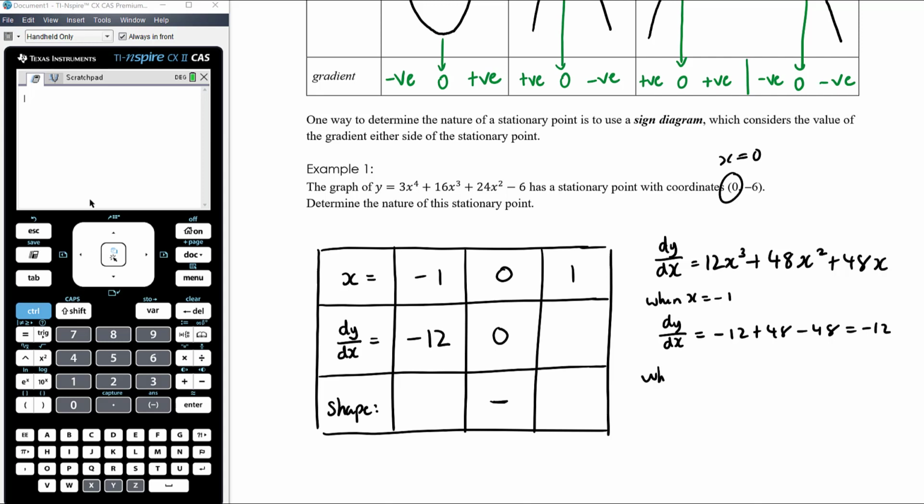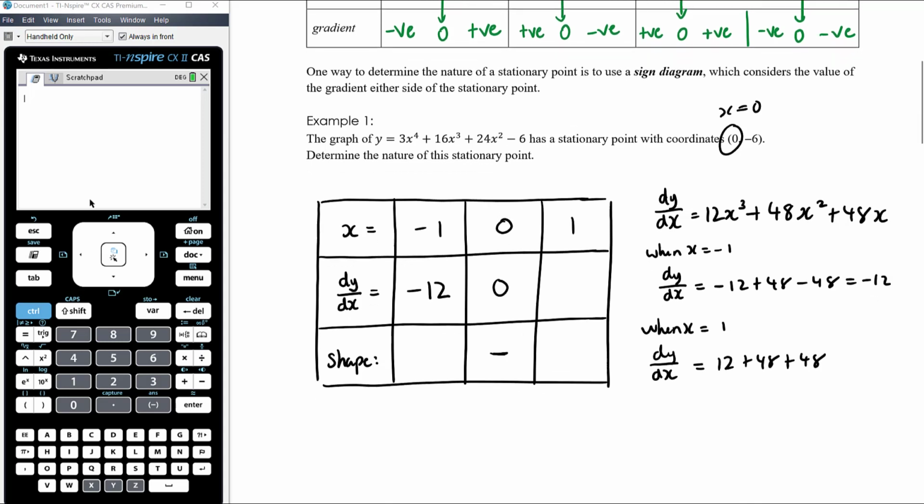And when x equals +1, dy/dx, you might be able to do these in your head if it's a simple derivative, but I'm just writing them out here to be clear I've got them right. When x is +1, I've got 12 plus 48 plus 48. Right, 48 plus 48 is 96, plus 12 is going to be 108.